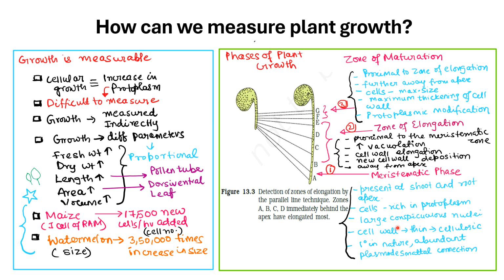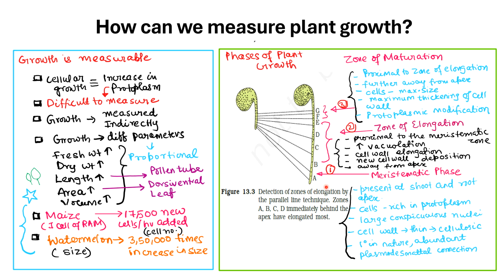Also, they should have large conspicuous nuclei, because we know once a cell is dividing, the nucleus should be very prominent in them, and a thin cell wall should also be present. Why? Because if the wall is thick, it will hinder the division process. If the wall is thin, the cells can easily divide.